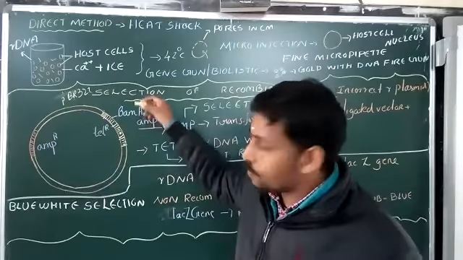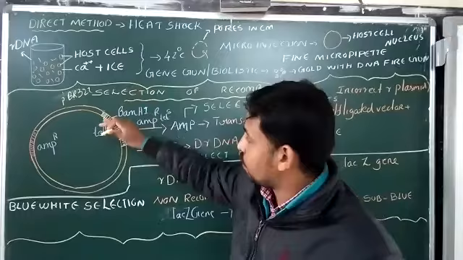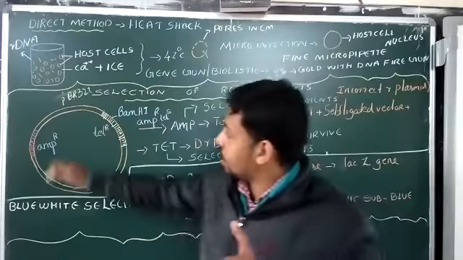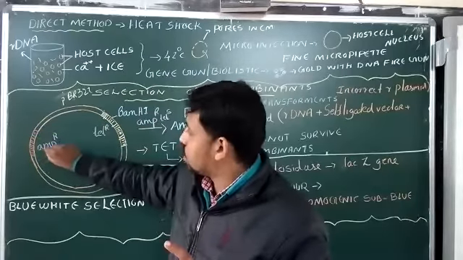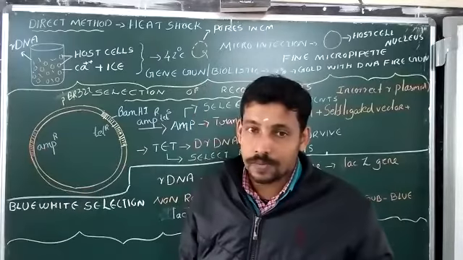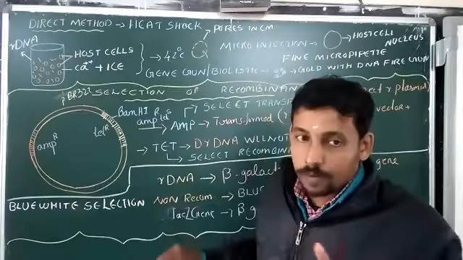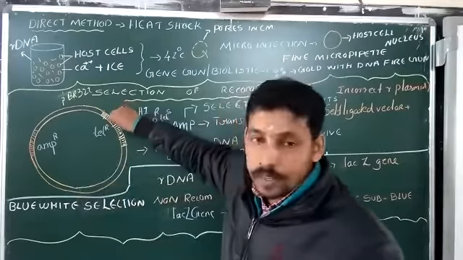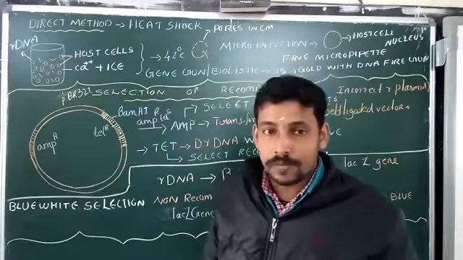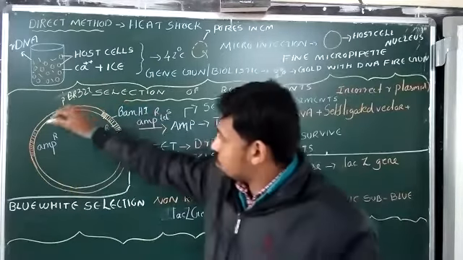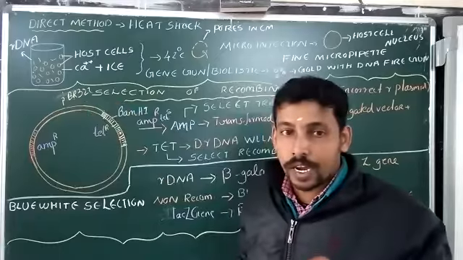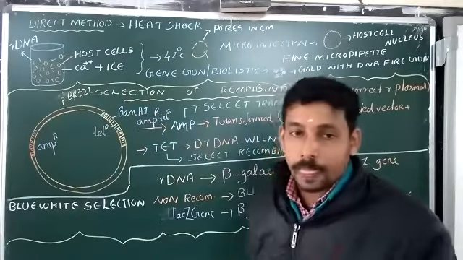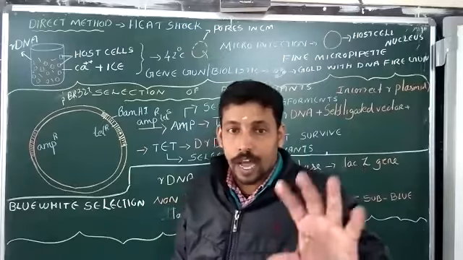If we insert foreign DNA here, it will lose the property. If we insert a foreign DNA in the other site, the ampicillin resistance gene will not work. Here we are taking one example: the tetracycline resistance gene is now inactive, but ampicillin resistance is present. Now these cells are transferred into what? An ampicillin medium, a medium that contains ampicillin.